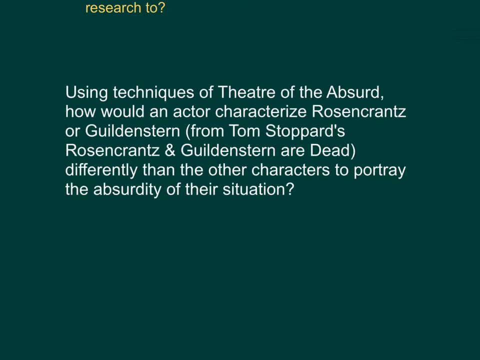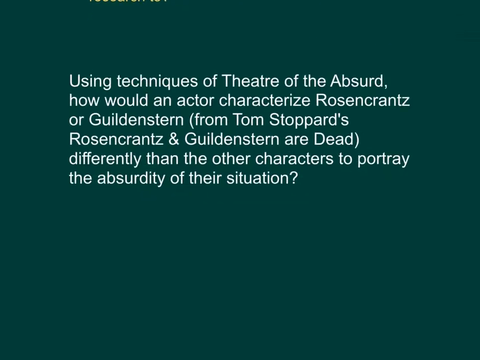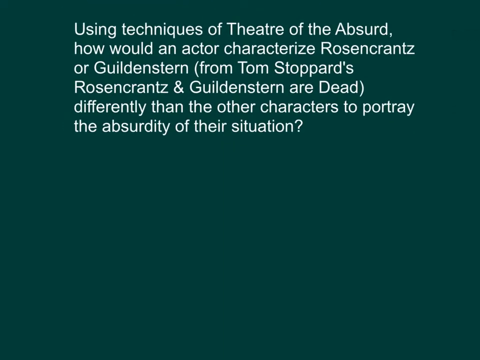The second part breaks down what area of theater. Okay, this one's a performance one. How would an actor characterize Rosencrantz and Guildenstern differently than the other characters to portray the absurdity of their situation? So this student was researching theater of the absurd and how to characterize absurdity, okay? And the play they chose was Tom Stoppard's Rosencrantz and Guildenstern Are Dead, which is marked in green. So I've marked A in white, B in yellow, and C in green, okay?